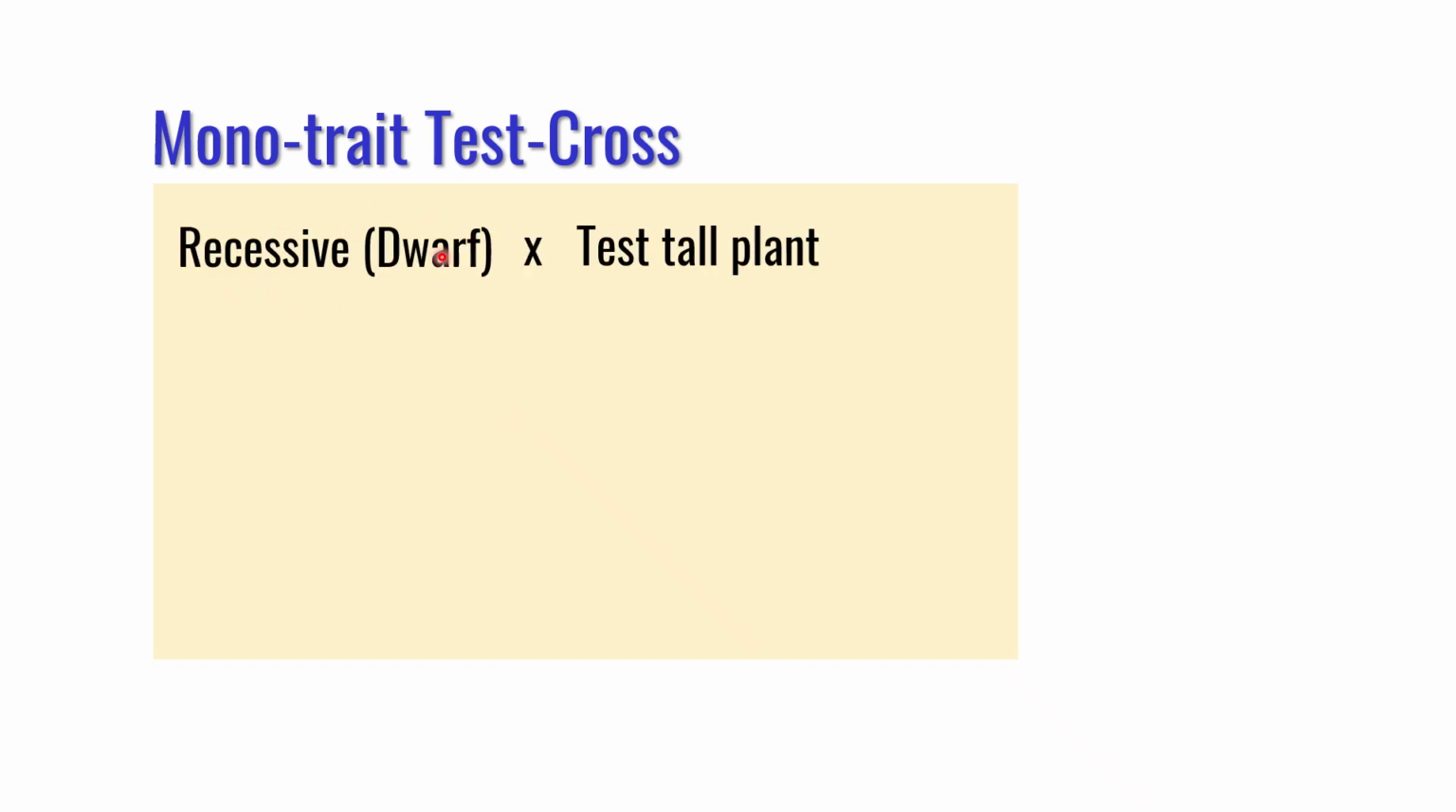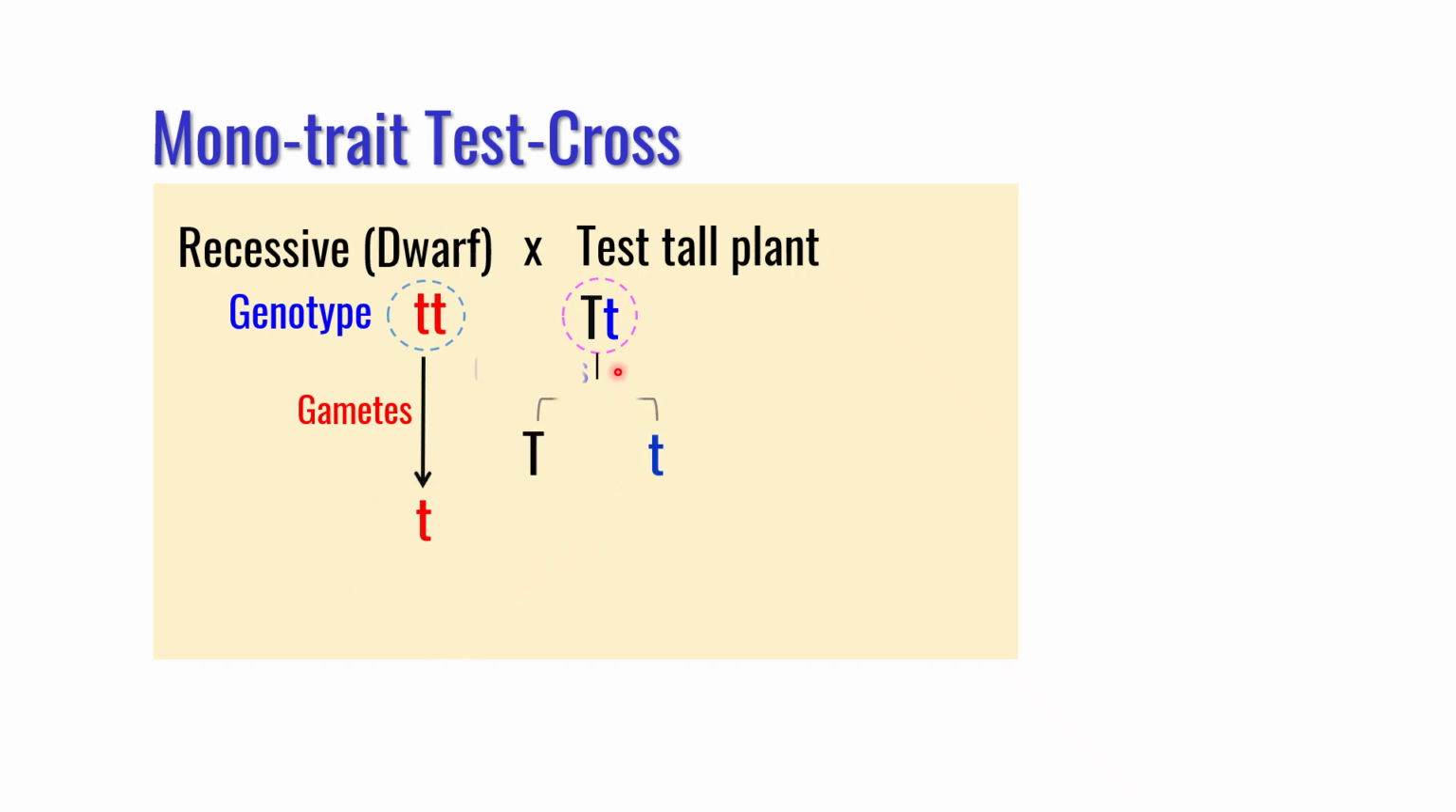So in this case, recessive dwarf plants, which are homozygous, were crossed with the test plant having, let's say, a heterozygous genotype. The genotype for the recessive dwarf is homozygous, so small t small t, and the genotype for the test plant, let's assume it is heterozygous, capital T small t. Make gametes from both parents. From this parent, gamete genotype will be small t. From this parent, it will be capital T or small t.